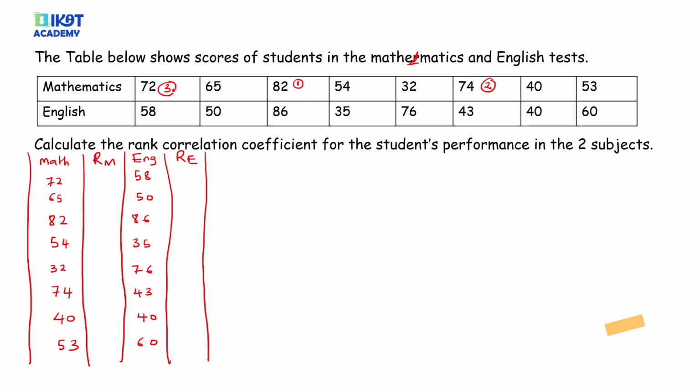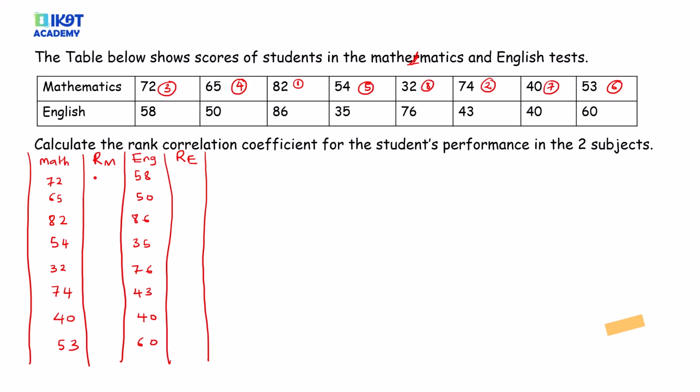So, just ranking. Then I look for any other mark after 72. What's the next highest mark? It's this. So this is number 4. Then we look for the next mark. This is number 5. This is number 6. And this is number 7. So we've ranked, now we have number 8.